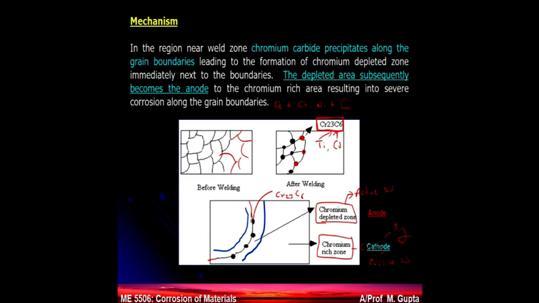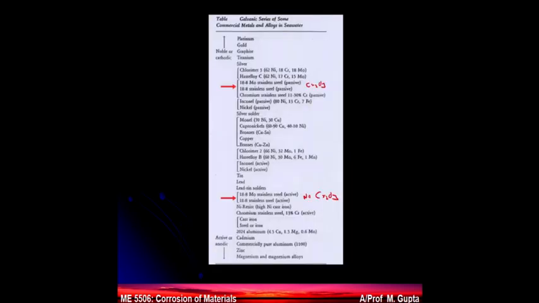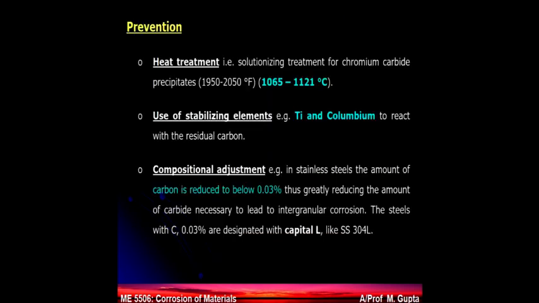The third way I can handle this situation is I create a steel with a very low amount of carbon so that it does not react at all. It's so little that it cannot really react with the elements, and these types of steels are called steels with a capital L, like 304L, and the carbon has to be less than 0.03% in the steel. So you can weld these steels nicely, and they will not fail by intergranular corrosion. So there are 3 ways in which I can handle intergranular corrosion.